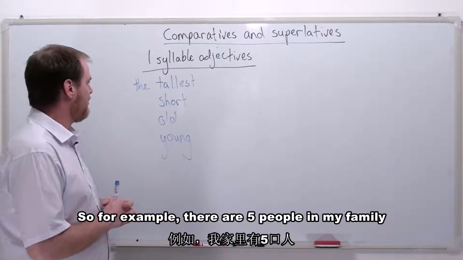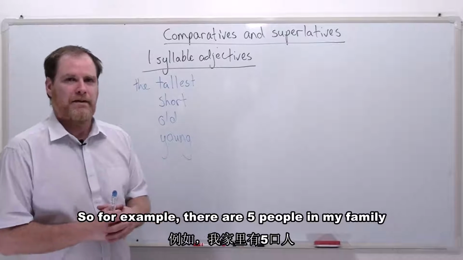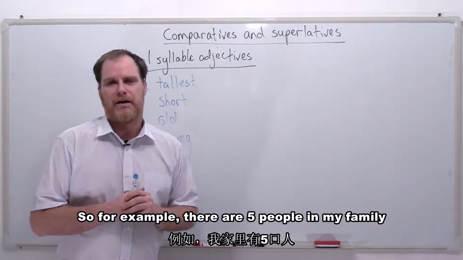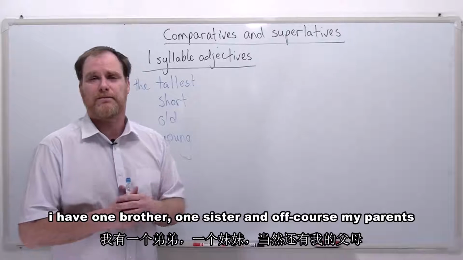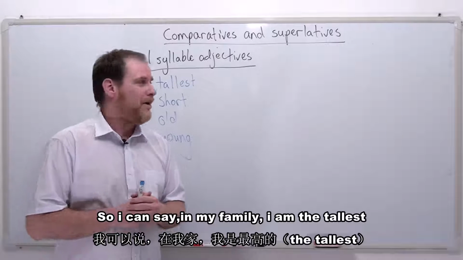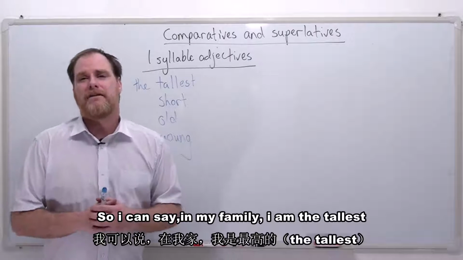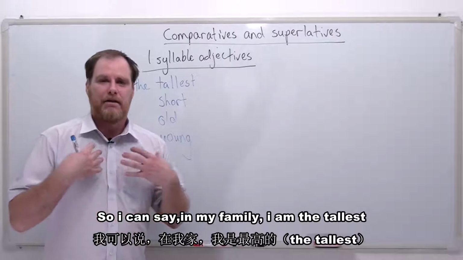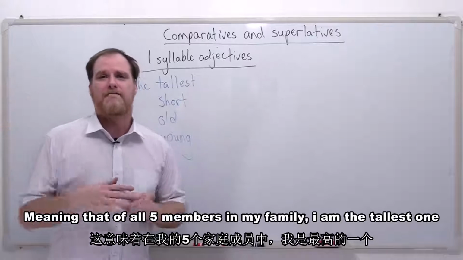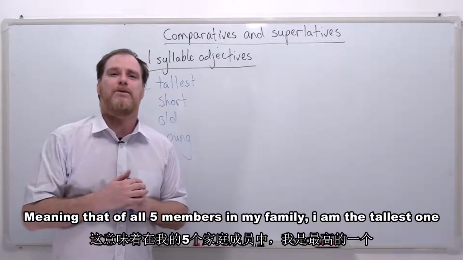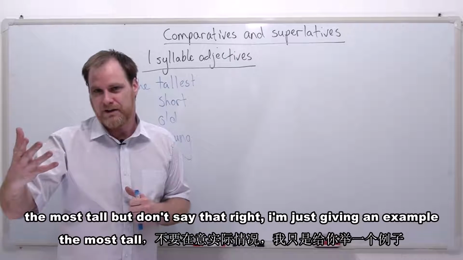and then you have est at the end to show that this is a superlative, okay? So, for example, there are 5 people in my family. I have one brother, one sister, and of course my parents. So I can say, in my family, I am the tallest. Meaning that of all 5 members of my family, I am the tallest one, the most tall.